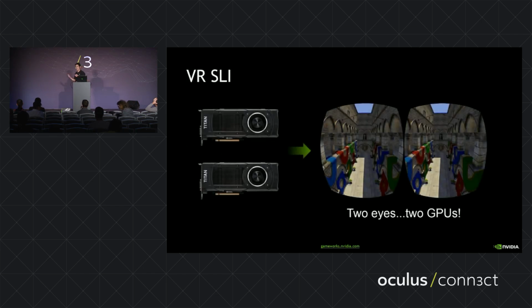SLI is something people who've been working with GPUs for 10 plus years have been familiar with, and it's a great way to improve performance. So it seemed like a natural fit, given the performance constraints of VR, to apply SLI to VR. It also seemed like there's some natural synergy, right? We have two GPUs, we have two eyes. The common SLI case is two GPUs. You can do more, of course, but how can we make this work and work efficiently?